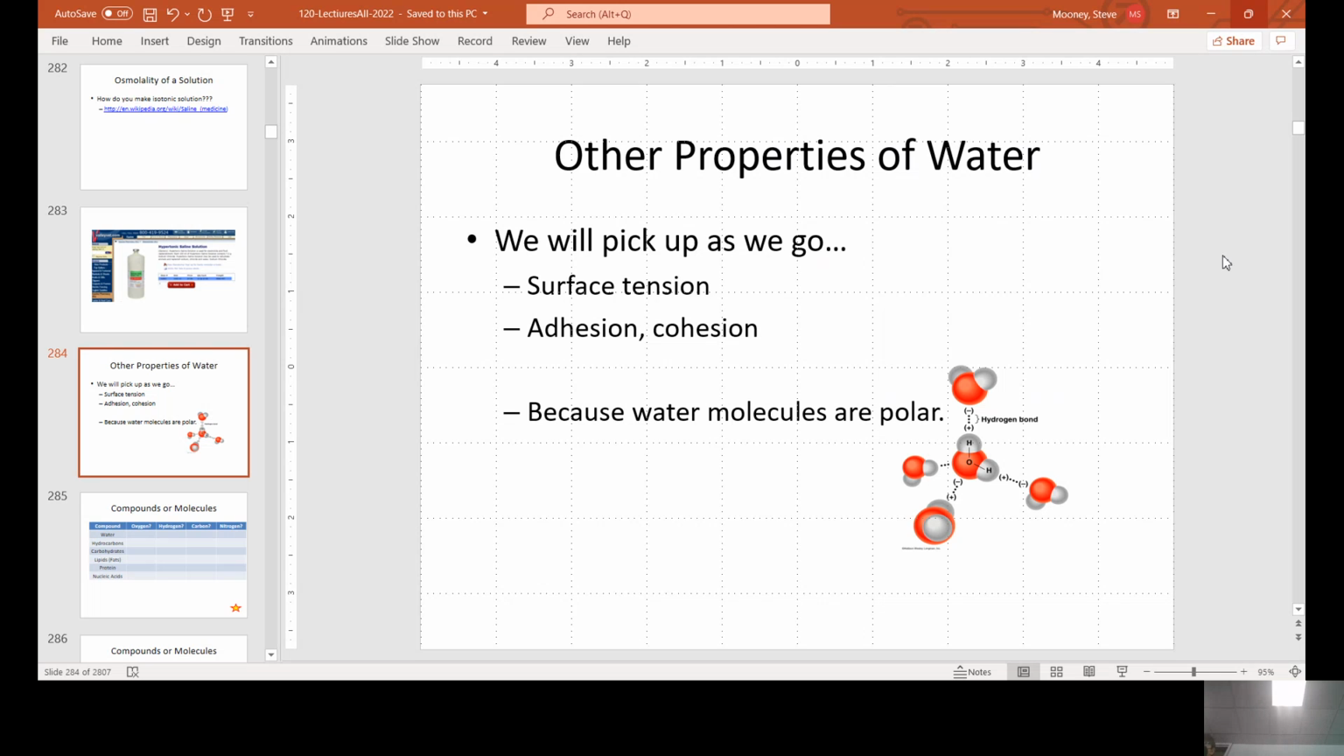Other properties, surface tension, adhesion and cohesion of water, will pick up as we go. So these have to do with water being sticky and that hydrogen bond, the positive to negative. We'll show you where that's important as the semester goes on. Any questions on any of that?